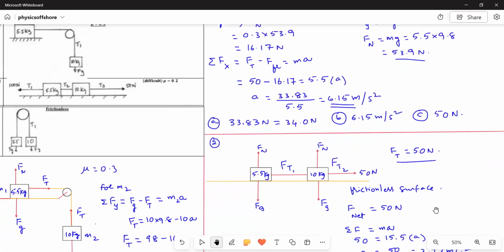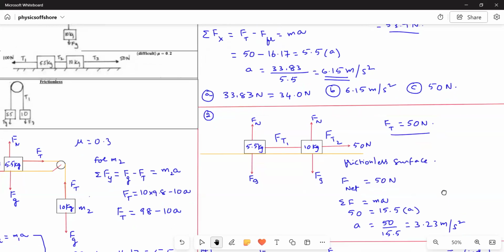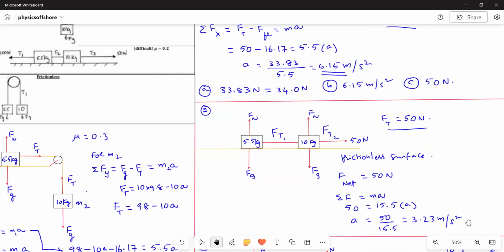Let us write the net force. Here, 50 newtons is the force acting on the system. So F net is 50 newtons. And then sigma F is equal to ma. This 50 newtons is the force with which this rope, or this cable, is pulling both the blocks. Therefore, 50 is equal to the total mass, 15.5 kilograms, times a. Our acceleration is equal to 3.23 meters per second square. This is the answer for the second question.